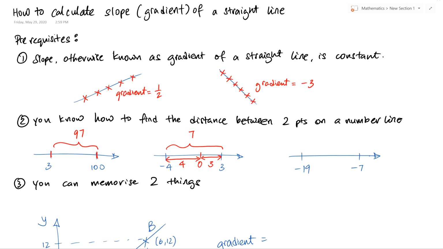The final type is the difference between two negative numbers. So again, to find the distance between them, you take the larger number, which is negative 7, subtract away negative 19. So effectively, negative 7 plus 19. We have a total of 12 units over here. So that is the second prerequisite that you need to know.